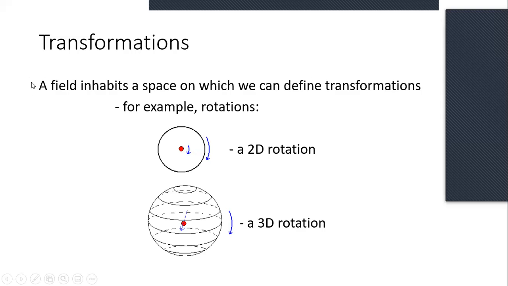We can think of a field as inhabiting a space on which we can define transformations. So, for example, if you have a two-dimensional space, one such transformation is a two-dimensional rotation, or in 3 dimensions, you can have a 3-dimensional rotation.